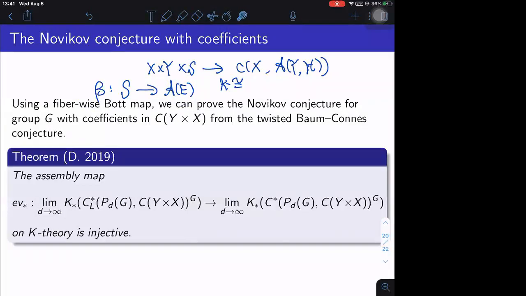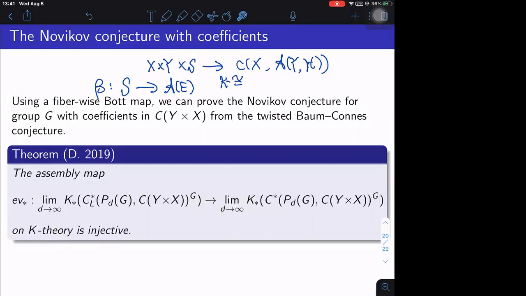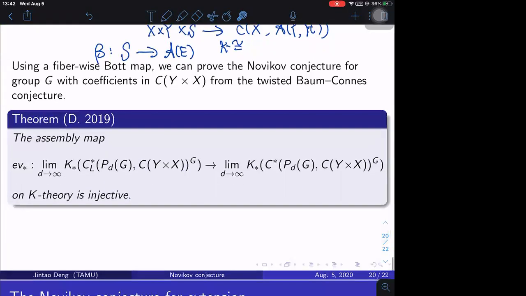So actually we can show this induces an isomorphism on the localization part. As a result, we will have the assembly map with coefficients. Now we use this fiber-wise Bott map to reduce the twisted Baum-Connes conjecture to the Baum-Connes conjecture with coefficients in C of Y times X. This is not just injective, it is actually an isomorphism, but we just need the injectivity.